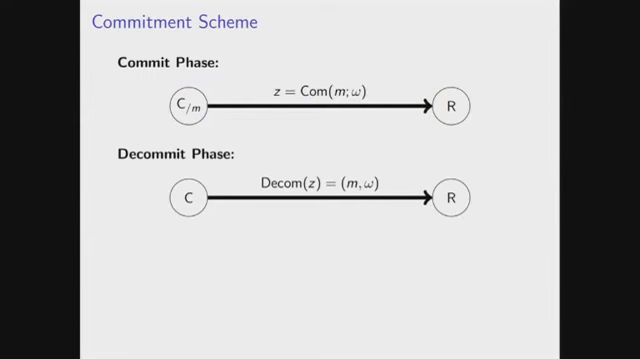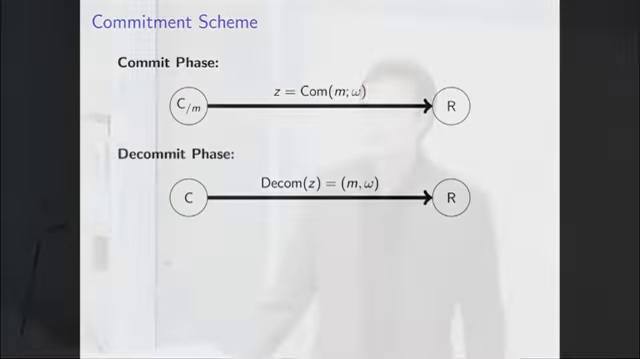So we'll start with a commitment scheme. It's a very simple two-party protocol between a committer C and a receiver R. In the commit phase, the committer is going to send a string Z that's a commitment to his secret message M. And then in the decommit phase, he opens it.